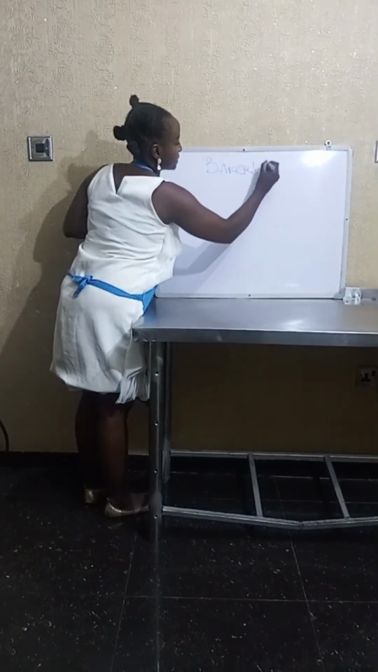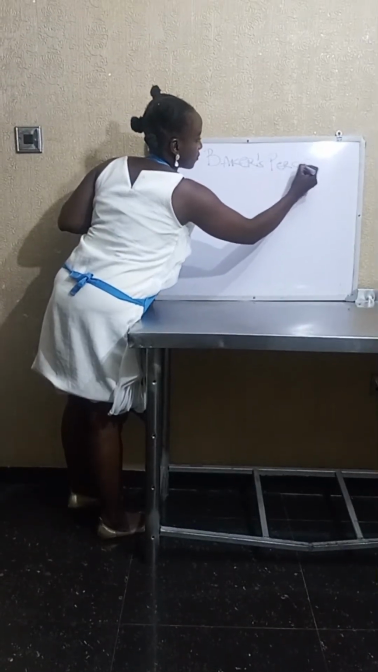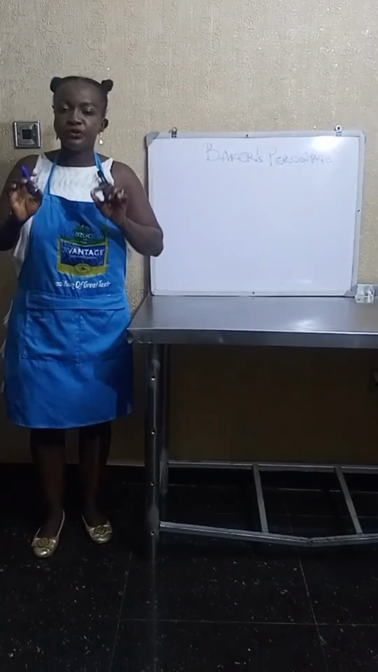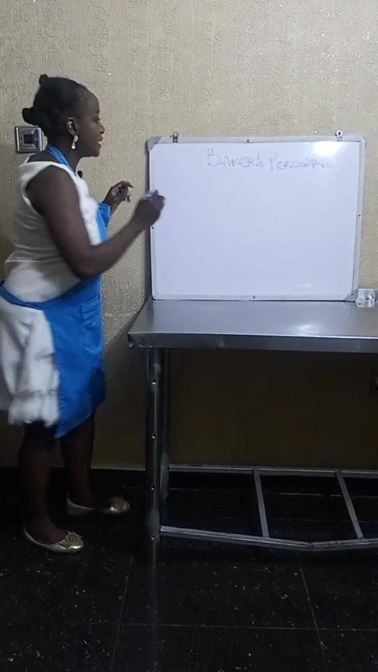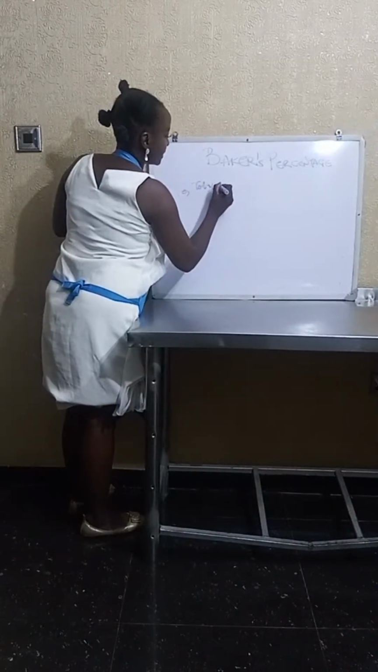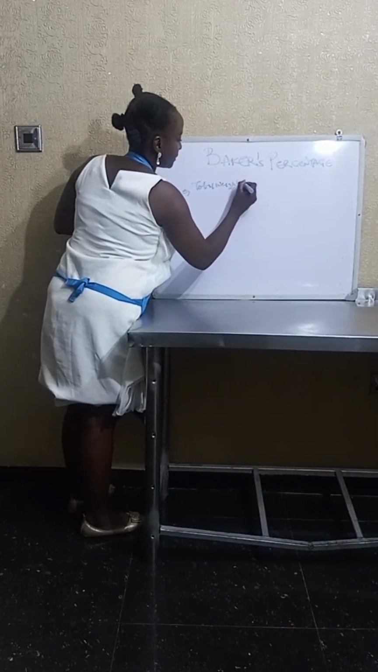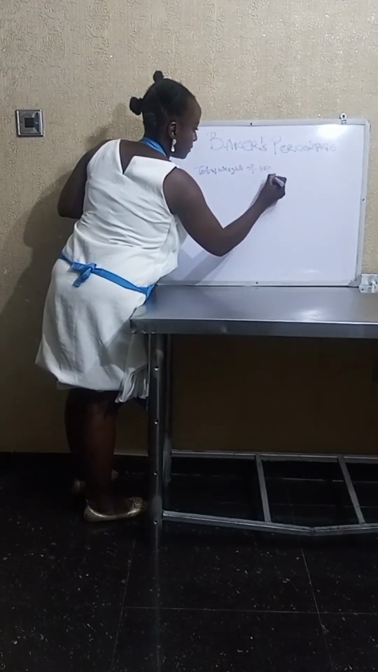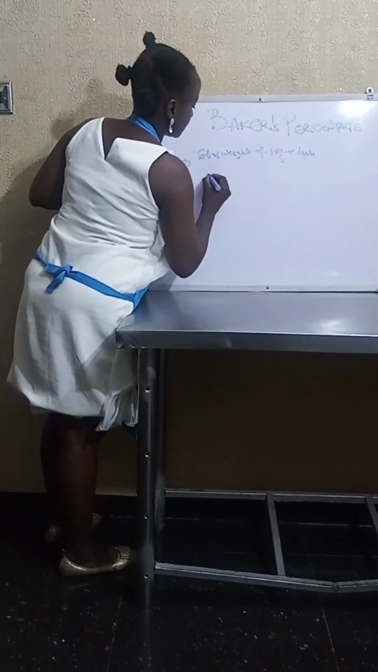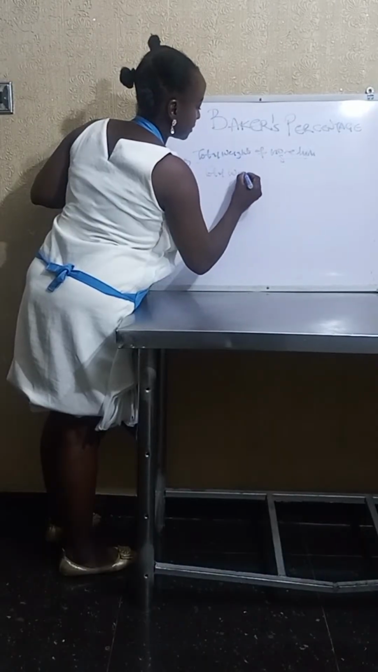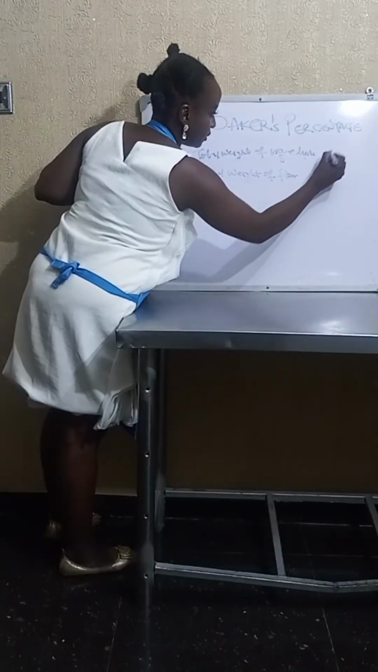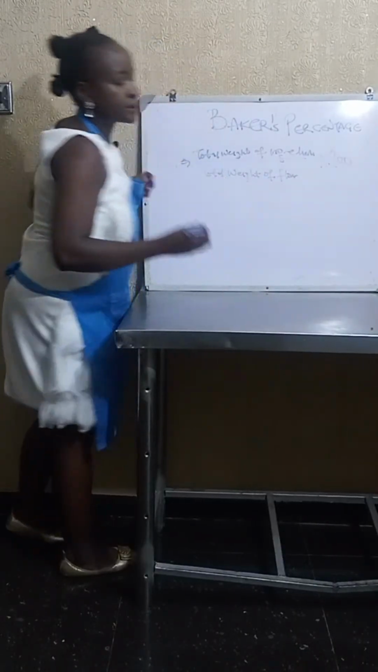Baker's percentage. The simple formula for baker's percentage is the total weight of ingredients, all over the total weight of flour, and all of this multiplied by 100.